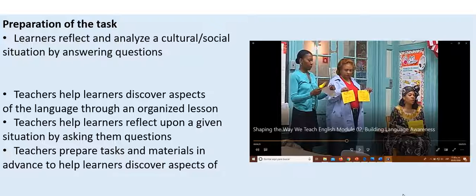So preparing a class, analyzing things, cultural and social situations, it's a way to prepare. Okay? So again, teachers prepare everything, and they ask questions to help learners reflect about this special situation. Okay? So those are the principles that we can link to this part of a class.